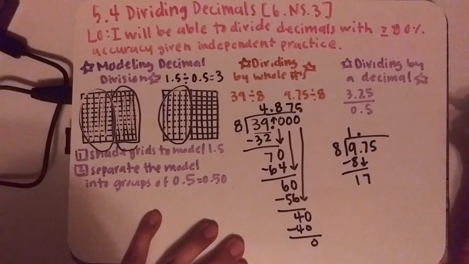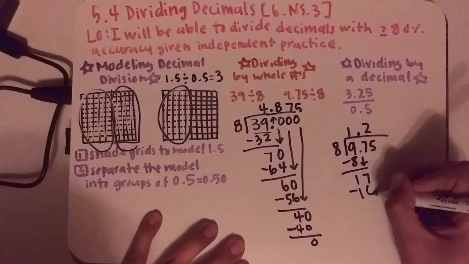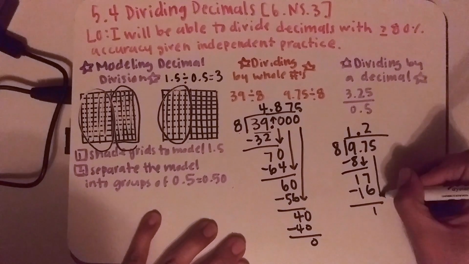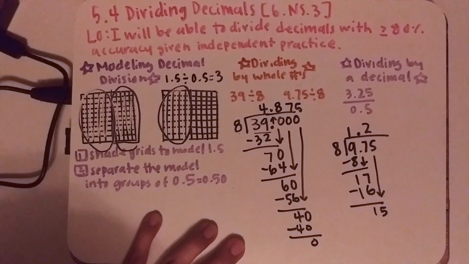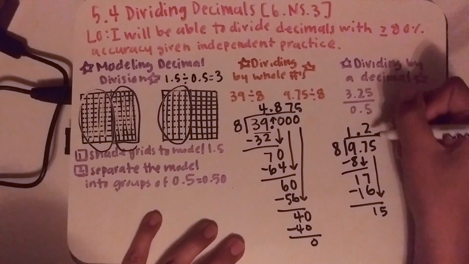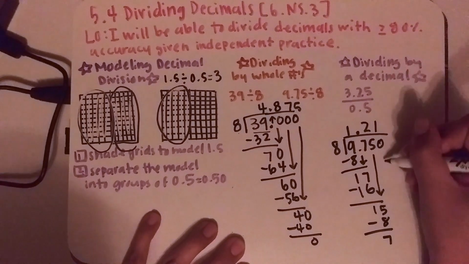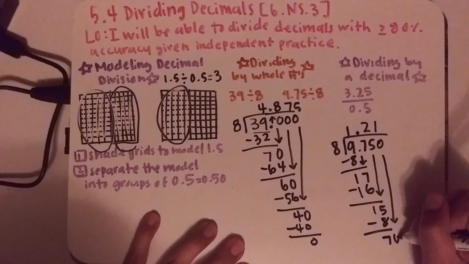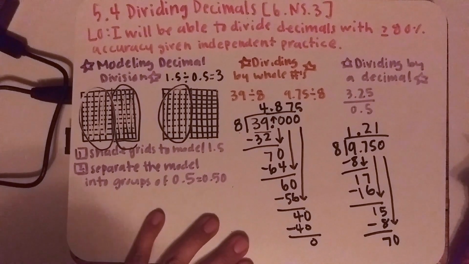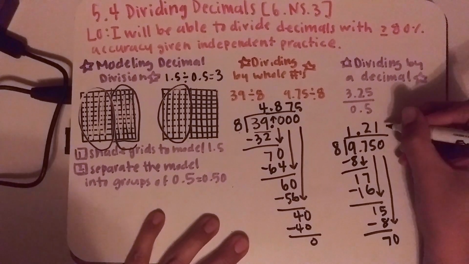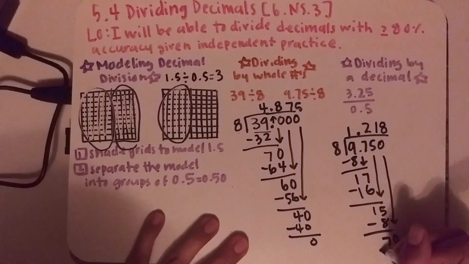How many times does 8 go into 17? 2 times, because that's 16. Now you have 1 left, and then you bring down your 5. And then how many times does 8 go into 15? That would be 1. That's 8, so then you have 7 left. And then you can add a 0, bring it down. Okay, and then how many times does 8 go into 70? That would be 8 times, so that's 64.